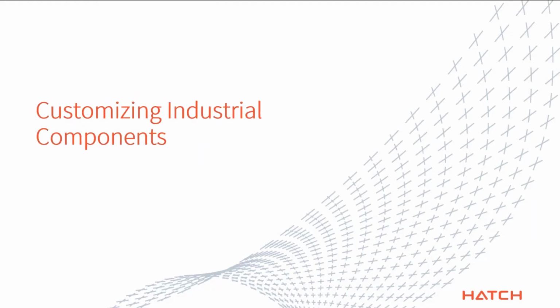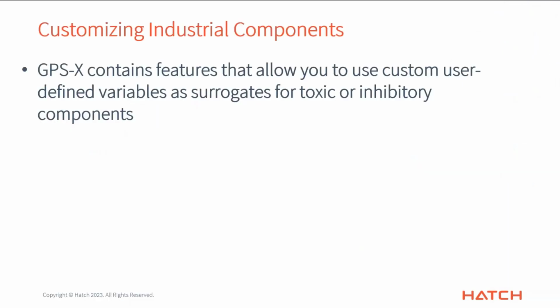Okay, the last step that I wanted to touch on was customizing GPS-X so that you can make your own components in the industrial waste stream. So we do get a fair bit of questions about things like, how can I model PFAS, or how can I model copper, or something that we don't normally have in GPS-X already. You can use our custom user-defined variables as surrogates for anything that you want. So in this case, you could use it as a surrogate for a toxic or inhibitory component.